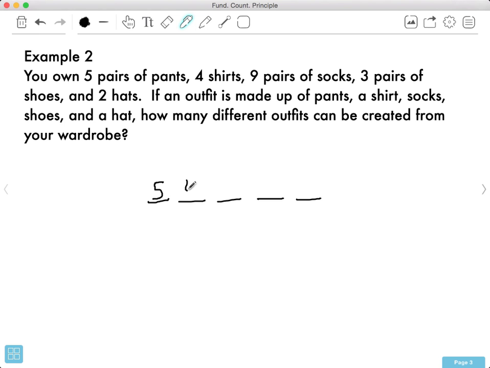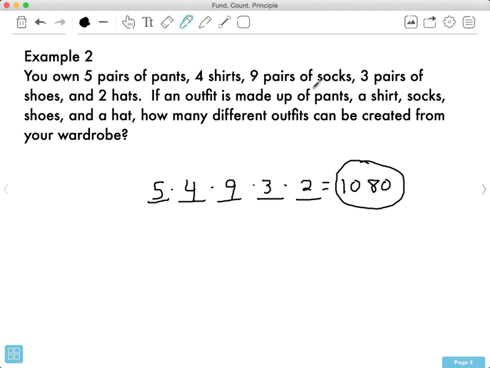So you're picking one of the 5 pairs of pants, so you put a 5 because you have 5 choices. You have 4 shirts to choose from. You have 9 pairs of socks to choose from. You have 3 pairs of shoes to choose from, and 2 hats. So to figure out how many possible outfits you can make from your wardrobe, you just need to multiply all those together, which I'm just doing on the side here, and you have 1,080 different outfits that you could wear.